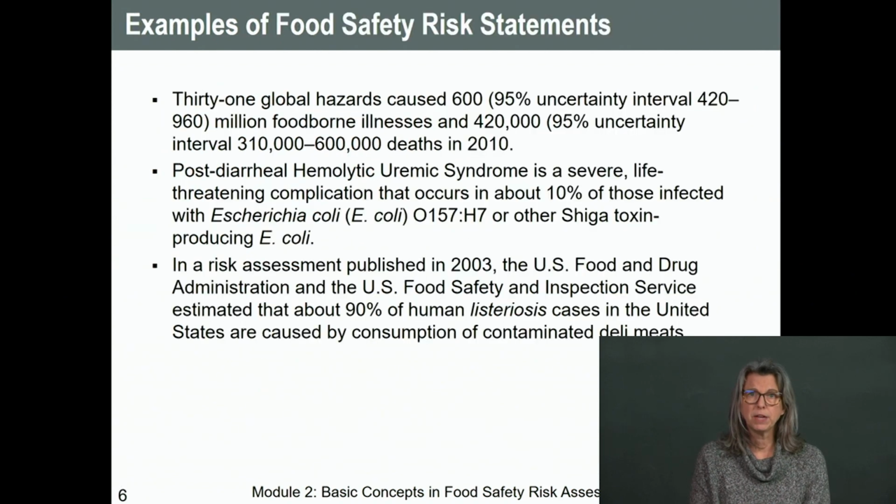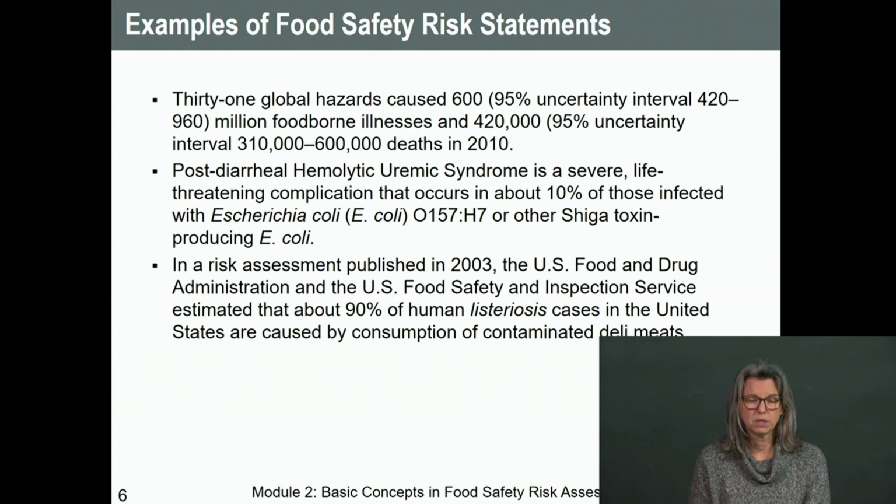So coming back to food safety again, I just wanted to give you a couple of examples of food safety statements that are very different in time and scope and scale, and it gives you an idea of how you can see the likelihood and severity piece in these statements and how it can be applied to food safety. So the first statement is one from the WHO Global Burden of Foodborne Illness Estimates, where 31 food hazards were identified to cause 600 million illnesses and 420,000 deaths in 2010.